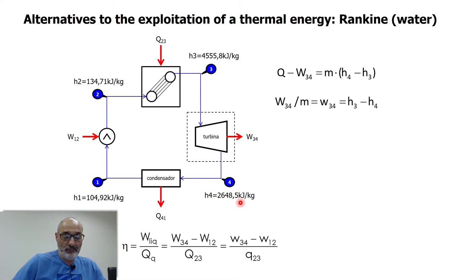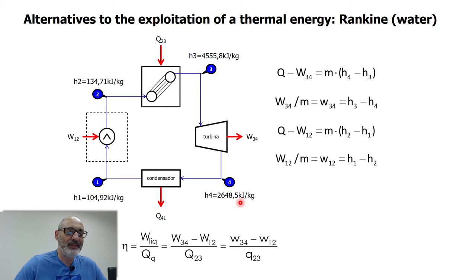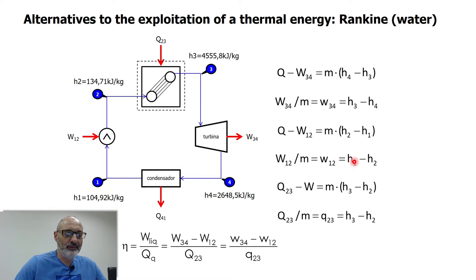And the next thing is we do that for other systems. So we do that for the pump. The same for the pump. We put our control volume here, we apply the first law, and we get that the work absorbed is delta H. It's always delta H. And for the last, we put the control volume around the boiler, apply the first law. Here, there is no work. The work is zero, but the heat absorbed is not zero. Then you get the heat absorbed in specific terms is delta H, the same thing.